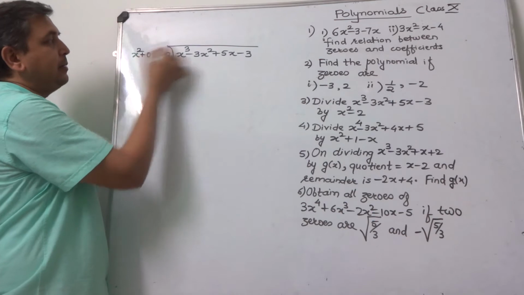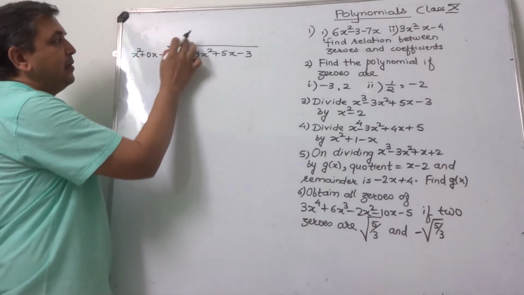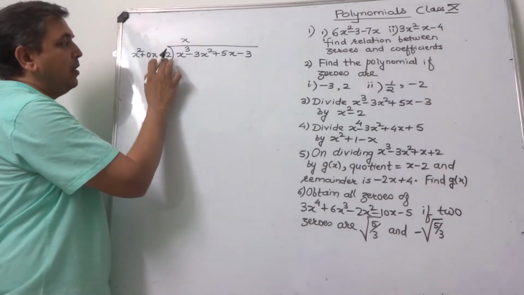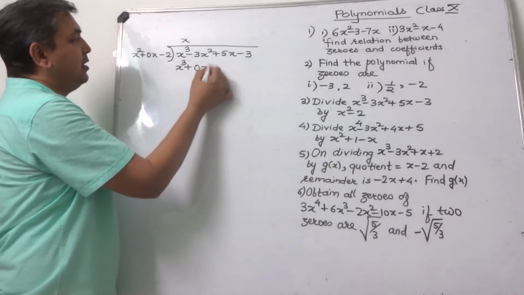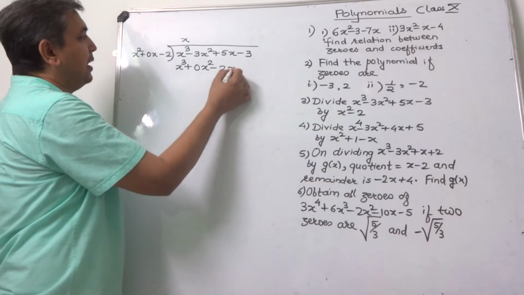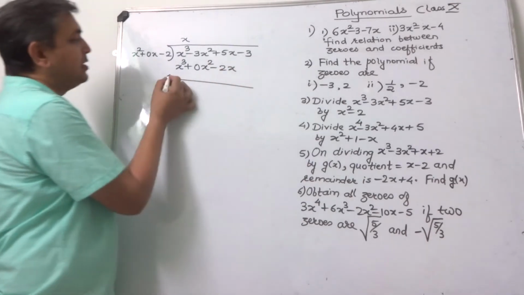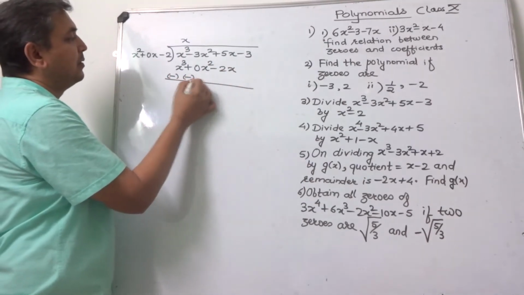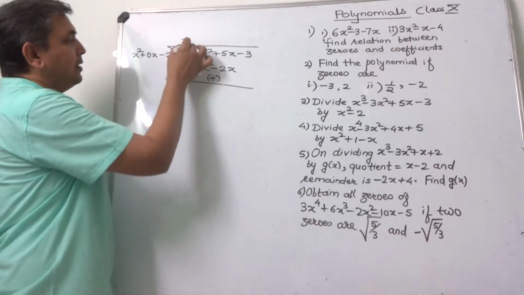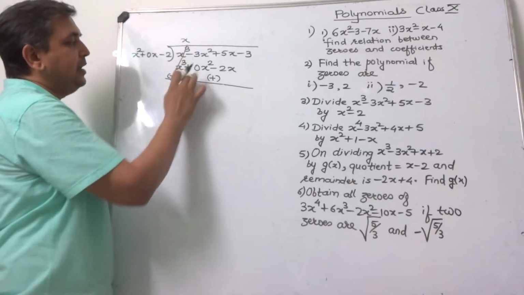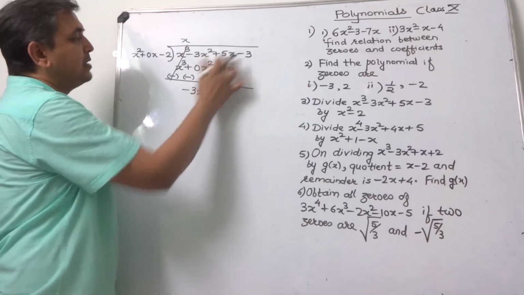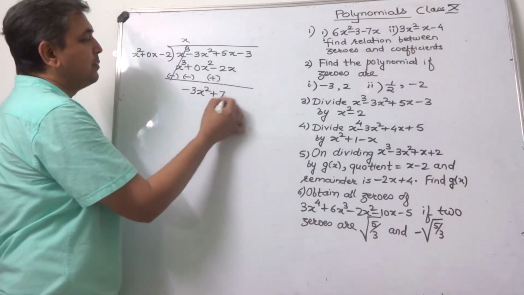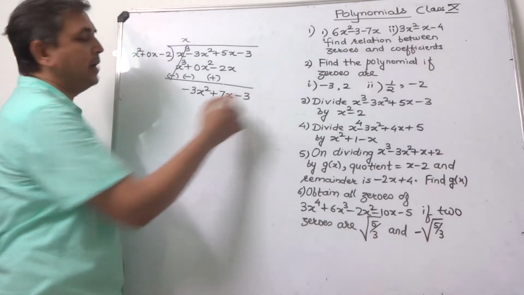x cube divided by x square is x. With this x we multiply all the three terms. We get x cube plus 0x square minus 2x. We change the signs. This gets cancelled. Minus 3 minus 0 is minus 3x square, plus 5 plus 2 is plus 7x, minus 3.